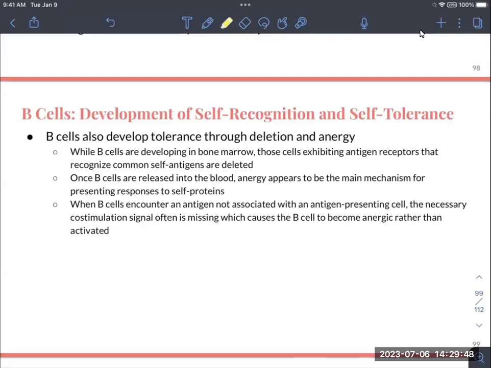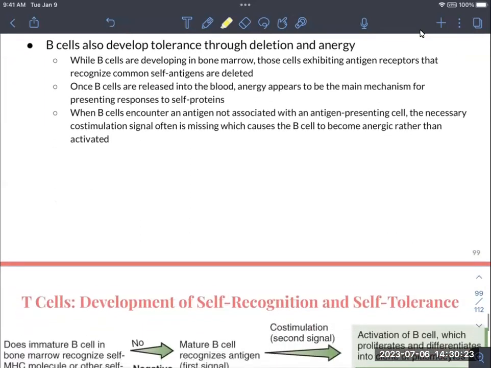They just get inactivated. So when these B cells come across these antigens that are not associated with antigen presenting cells, that co-stimulation that they need to replicate through those T cells doesn't happen. It can be missing. And if that happens, those B cells can become anergic. They get inactivated completely, so they can't ever work, instead of becoming activated, which can create a problem.